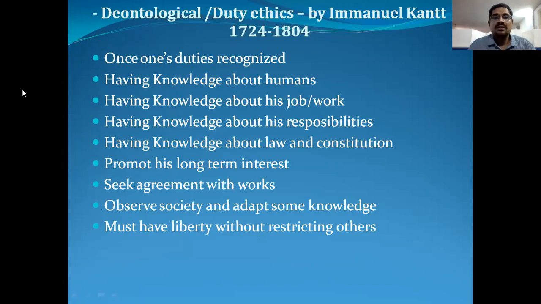Next, coming to the third theory, deontological theories. It is also known as duty theories or duty ethics. It was developed by Immanuel Kant. Between the years 1724 and 1804, Immanuel Kant developed these deontological theories, also known as duty ethics.